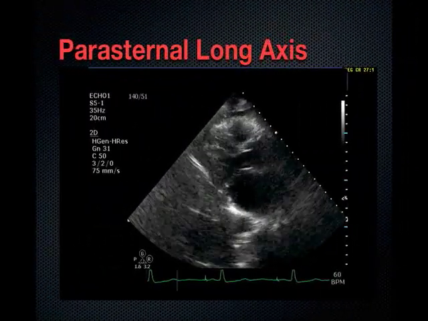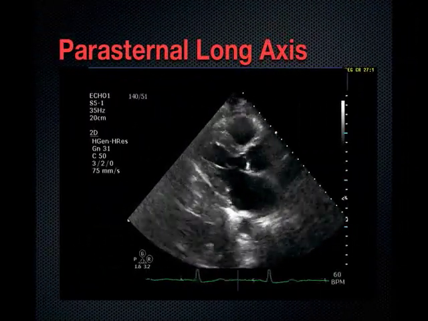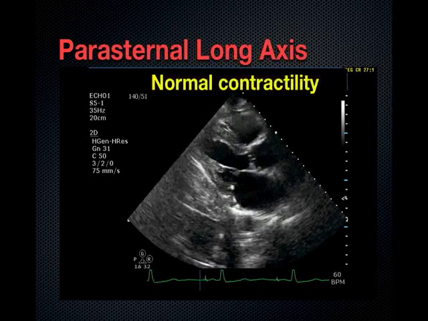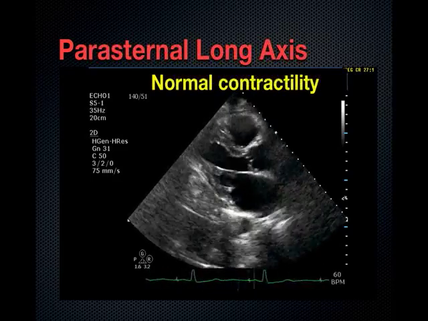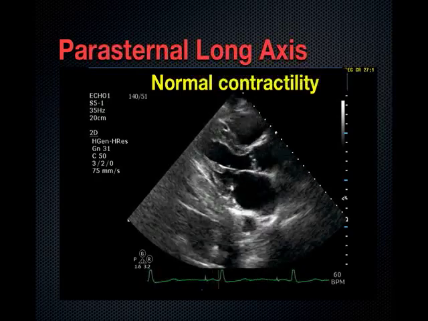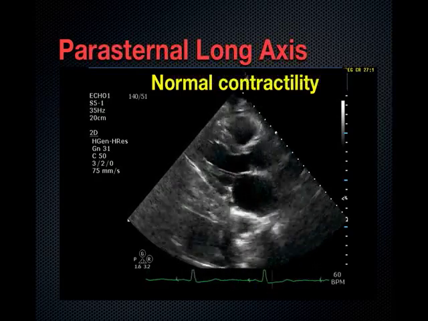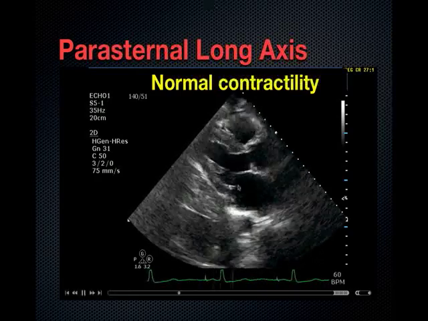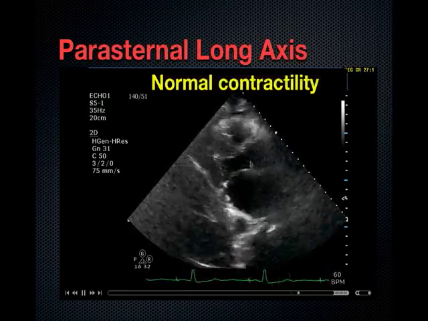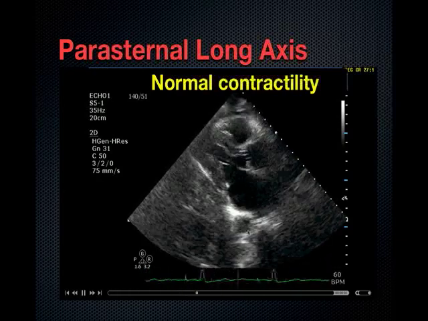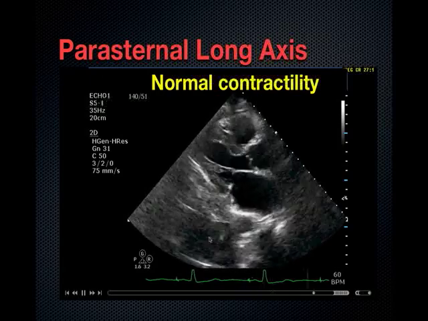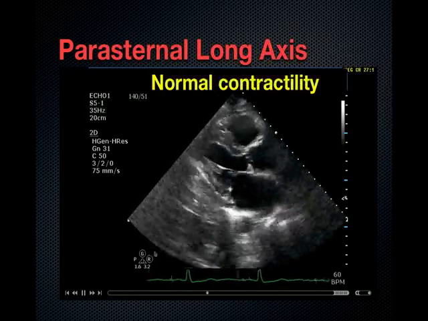Here's a good view. This is normal contractility. What you see are the left ventricle thickening and coming towards the midline. You can see the mitral valve opening here and the aortic valve as well. This is the descending aorta, and back here we have the pleural space.